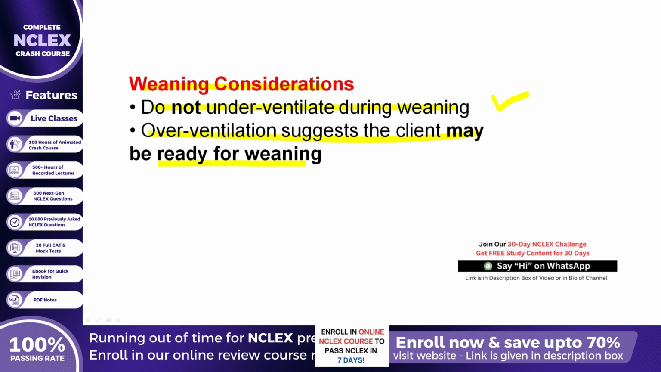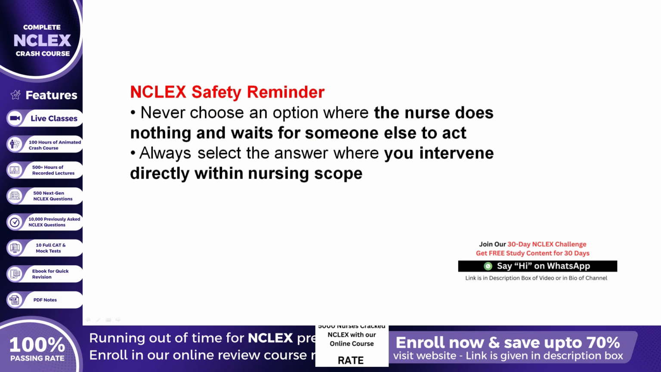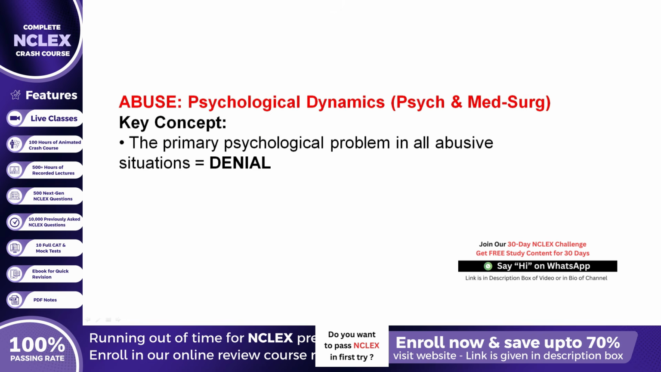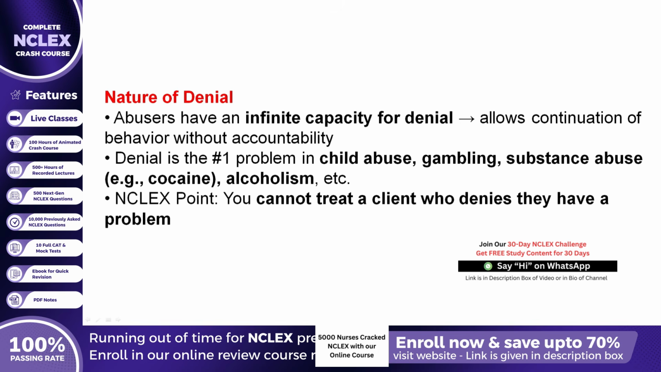Now shifting into an essential NCLEX safety reminder, never choose an option where the nurse does nothing and waits for someone else to act. Instead, always select the answer where you intervene directly within the nursing scope. Moving into psychological dynamics in abuse, the key concept here is that the primary psychological problem in all abusive situations is denial. To expand on the nature of denial, abusers have an infinite capacity for denial, and this allows continuation of the behavior without accountability.